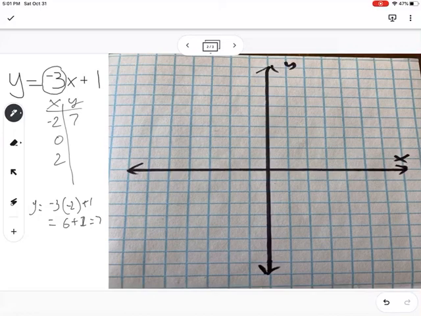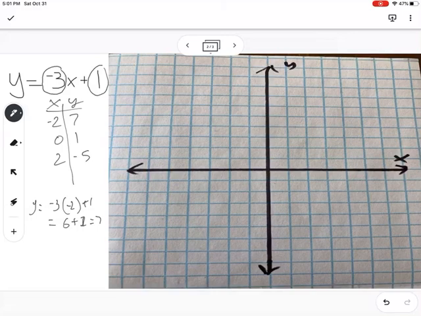So -2 in, 7 out, 0 in. The reason it's nice to put 0 is because whenever you multiply the growth rate times 0, that goes away and you're just left with the starting value. So that's going to be 1. And then -3 times +2 is -6 plus 1 is -5.